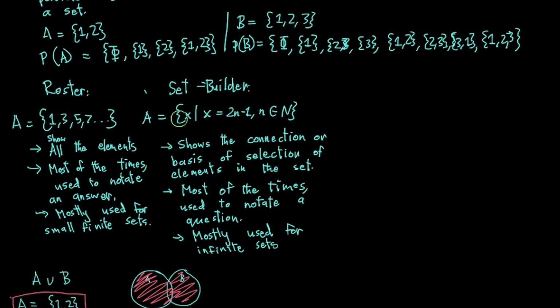And then there's the set builder notation, which would go something like this. These both are examples of the same set. This is in roster form, and this is in set builder, right? So basically it's saying the set A contains all the elements x, where x is equal to 2n minus 1, where n belongs to the set of all natural numbers. So this is more useful for showing the connection or basis of selection of all the elements in the set itself. So in this set {1, 3, 5, 7}, why have we selected it? Because they are all odd natural numbers, following the criteria 2n minus 1. They follow the pattern, so they are put in that set, right?